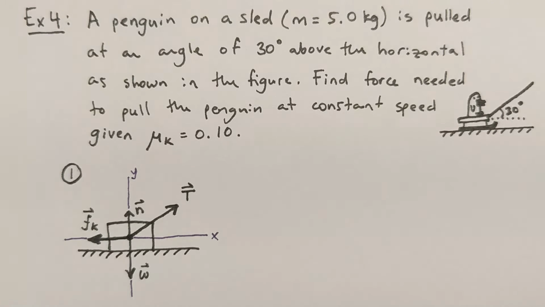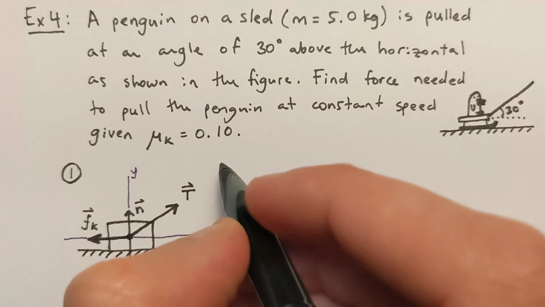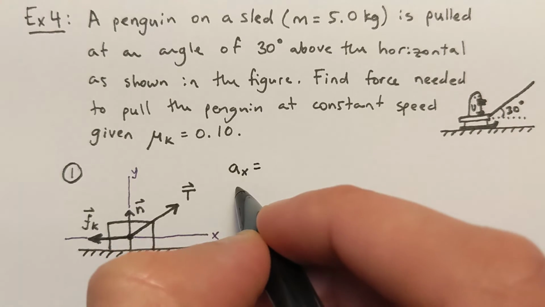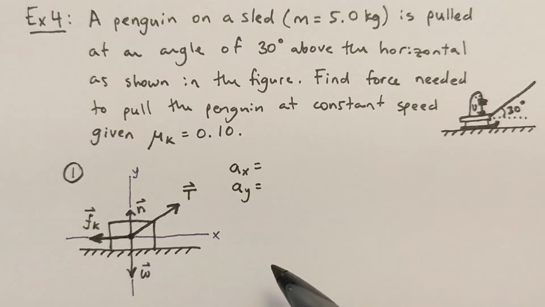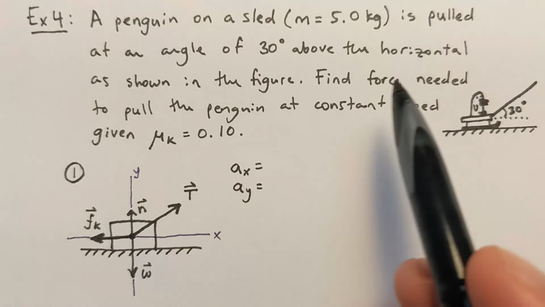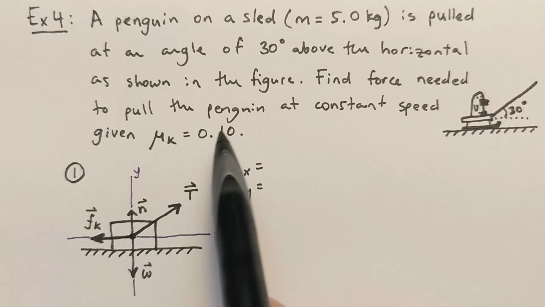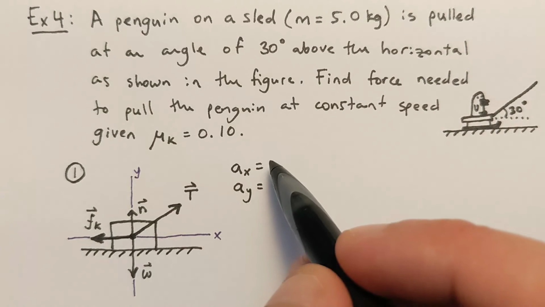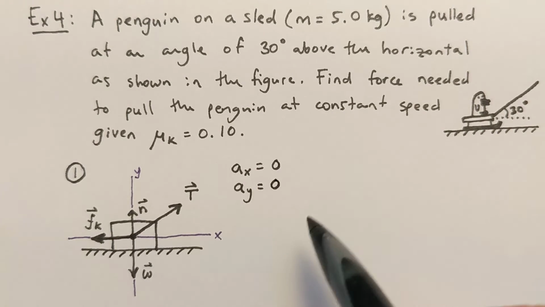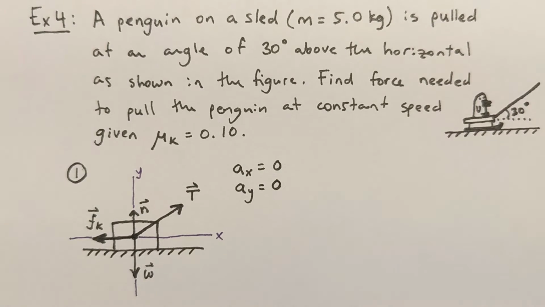Okay, and then last I'm going to consider the acceleration. So what is the acceleration in x? What is the acceleration in y? Well, the penguin isn't jumping up or down. It's not speeding up or slowing down. They're asking us for the force needed to pull the penguin at a constant speed. So I'm going to say that my acceleration in the x and y directions are 0. The penguin is moving at a constant speed.